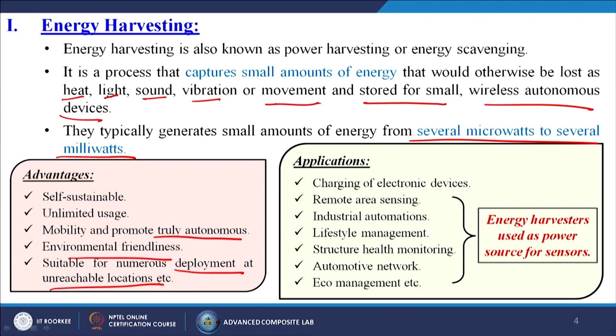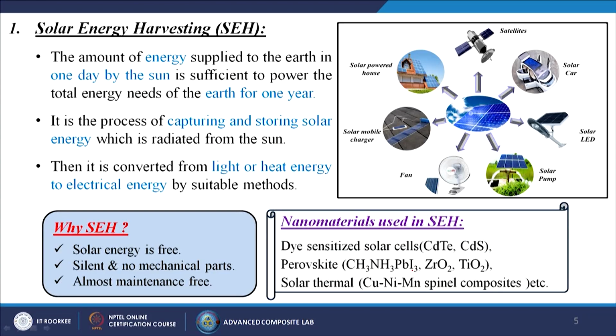Applications: charging of electronic devices, remote area sensing, industrial automation, lifestyle management, structural health monitoring, automotive networks, eco management, etc. So, basically the energy harvesters are used as a power source for the sensors. All of these are for this particular purpose.